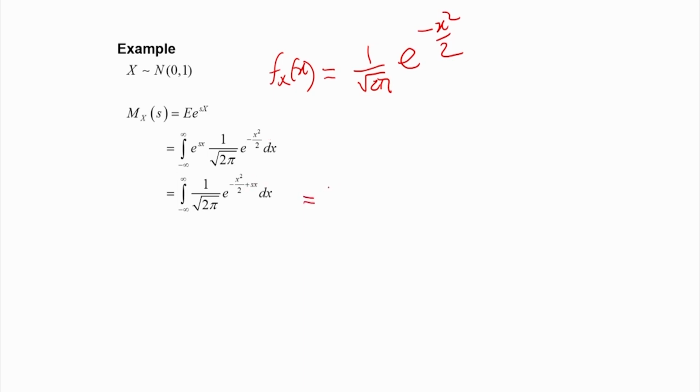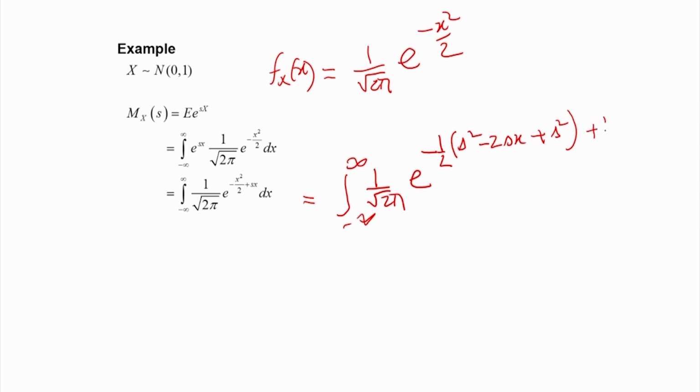Now, this we can write further as 1 by root over 2 pi e to the power, if I take minus half common, then s x squared minus 2sx. Now, we can complete this to be a perfect square. If we add s square here, then we have to subtract it, so because of that we will have another term, half of s square, into dx. So, this is the expression.